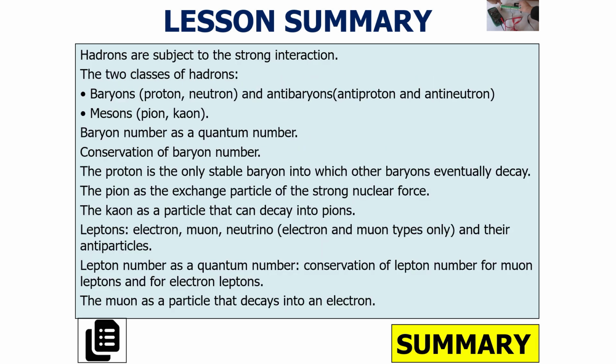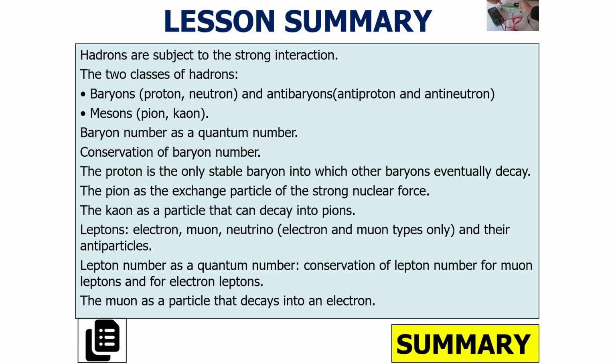We know that hadrons are subject to the strong interaction. There are two classes of hadrons, baryons and mesons. Understand baryon number and the conservation of baryon number. The proton is the only stable baryon. The pion is the exchange particle of the strong nuclear force. Kaons are particles that can decay into pions.